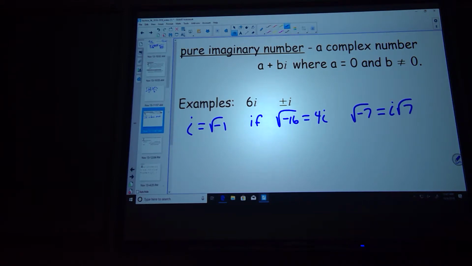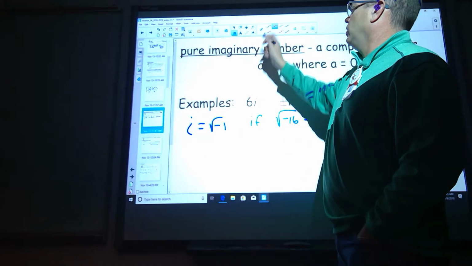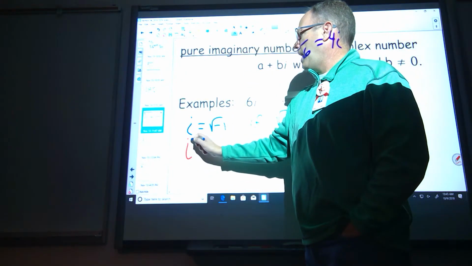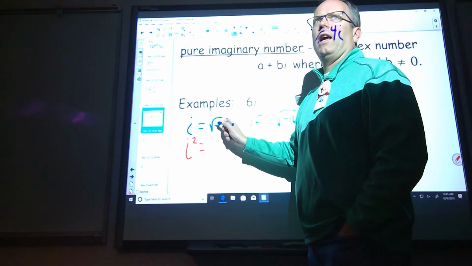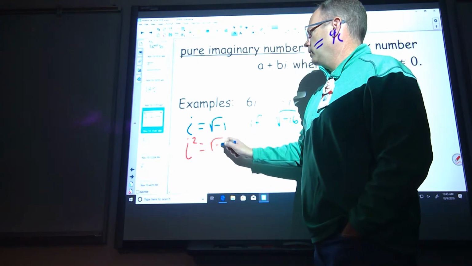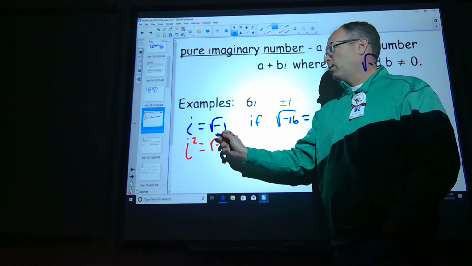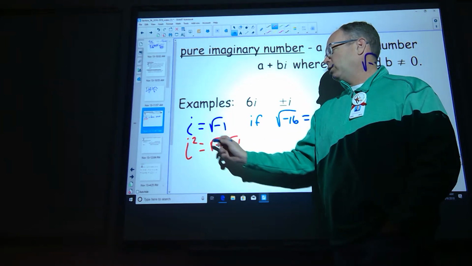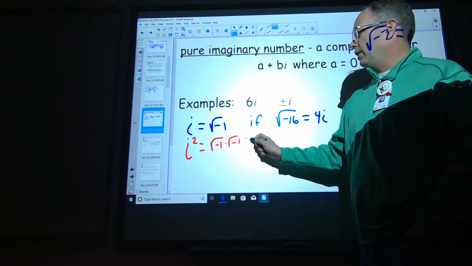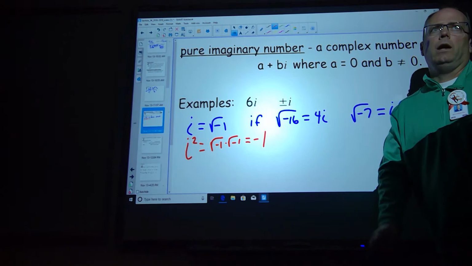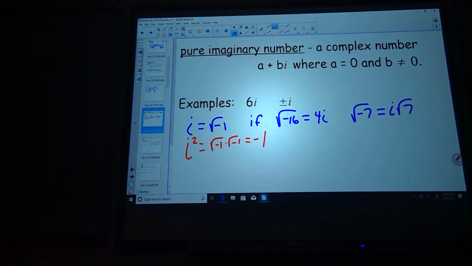You use it to represent the negative under the root. But then it changes. i squared is the same thing as negative root 1 times negative root 1, because i is the square root of negative 1. If I multiply those together, I wind up with an answer of negative 1. So i squared is just negative 1. Anytime you see i squared, guess what you get to sub in now? Negative 1. Good.